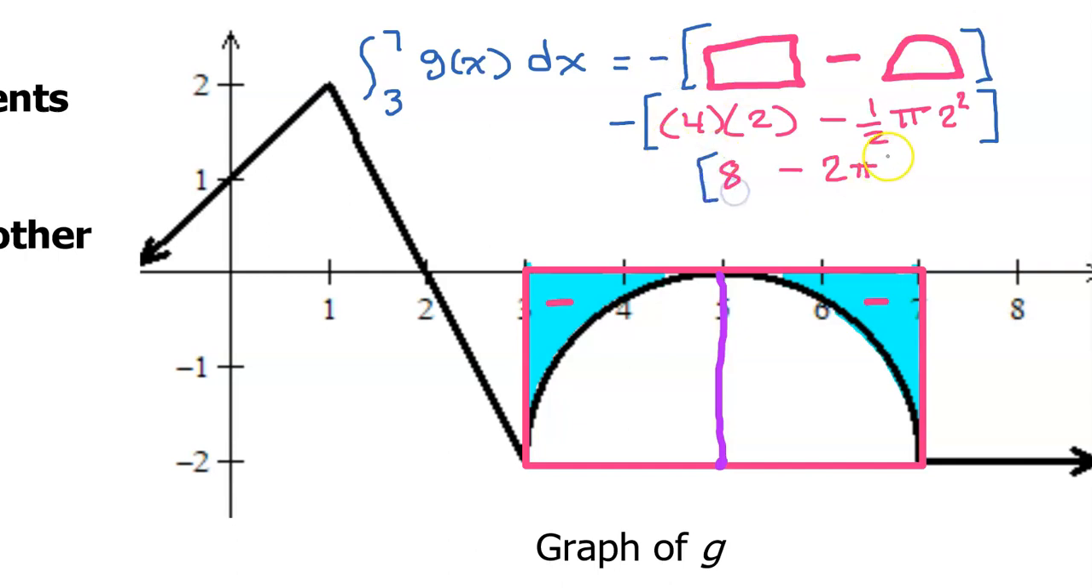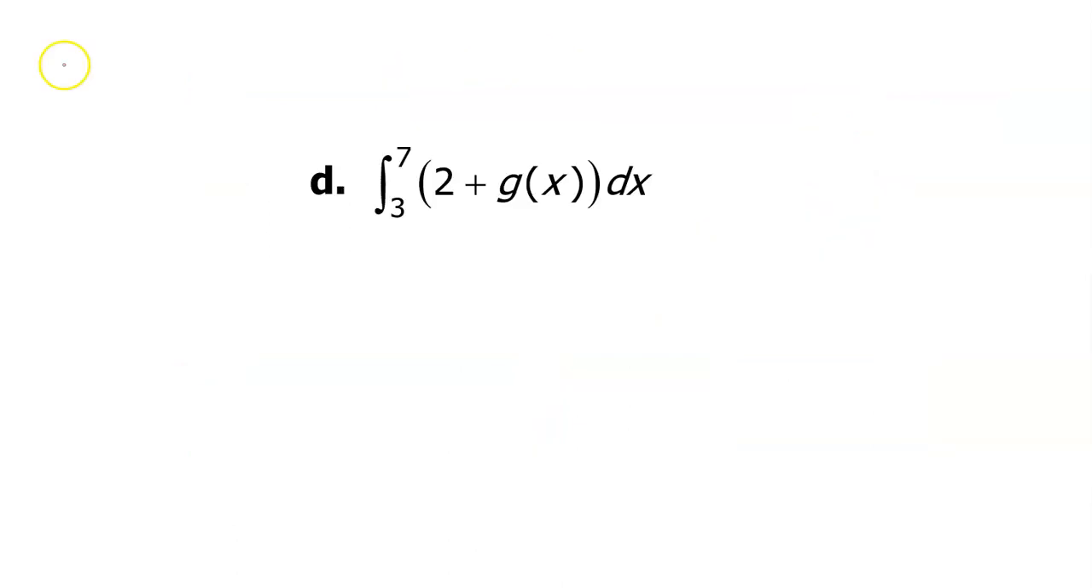So same here. There's not a lot I can do with this, so I can just leave my answer like this: negative, and then the quantity 8 minus 2 pi. Or I could distribute that negative and put negative 8 plus 2 pi. All right, the choice is yours.